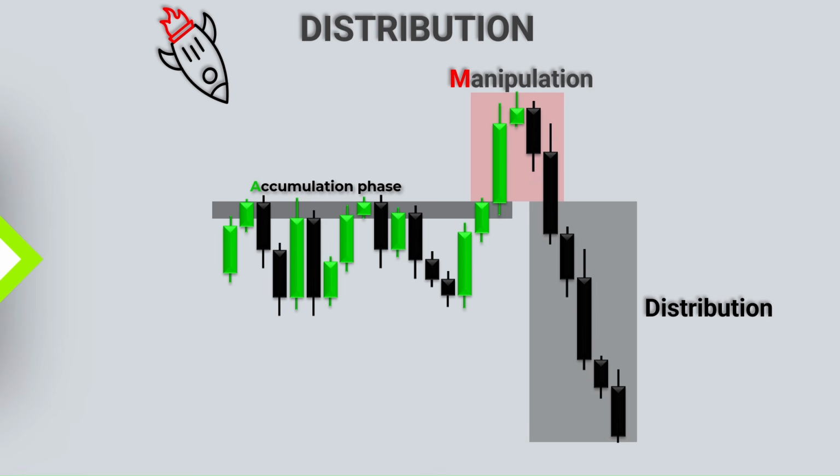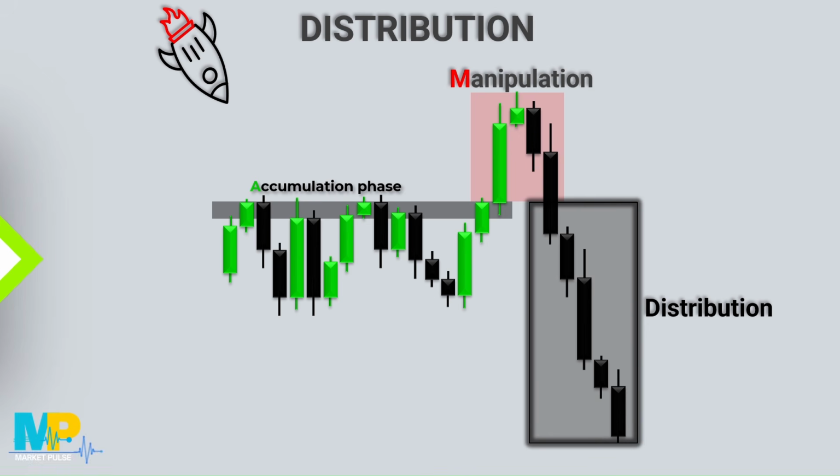But here is a common mistake. Many traders, either through bad advice or learning from unreliable sources, believe they should place their trade orders during the distribution phase. But let me tell you, that's a costly mistake.